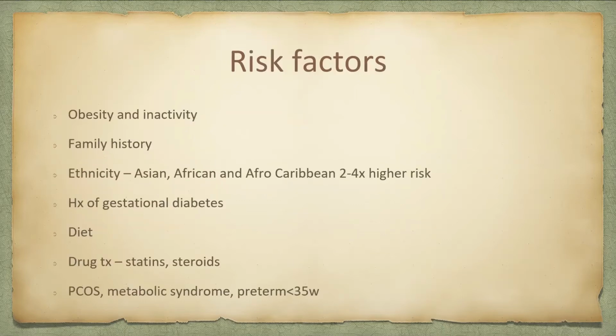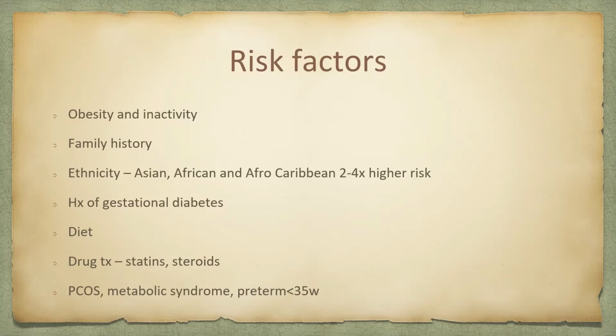These are some of the risk factors that can make someone develop diabetes. The first and foremost is obesity and inactivity, and especially with current modern living and the pandemic, the risk is higher than ever. Family history: if someone has diabetes in the family, then you're more likely to have diabetes. Ethnicity: Asian, African, and Afro-Caribbean people are at 2 to 4 times higher risk of getting diabetes. History of gestational diabetes, and diet, especially if they're eating a lot of high glycemic index food like white rice and white bread, puts them at high risk of developing diabetes.